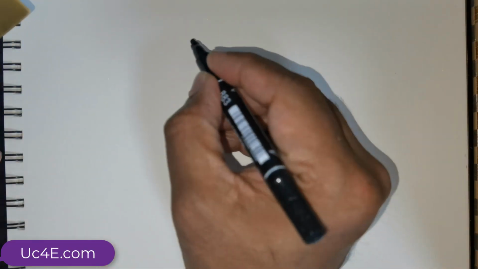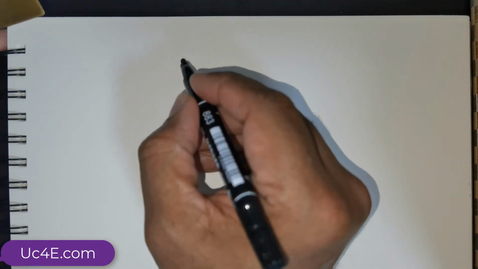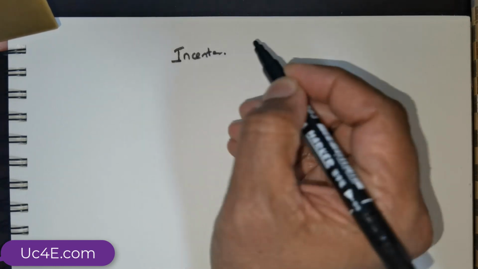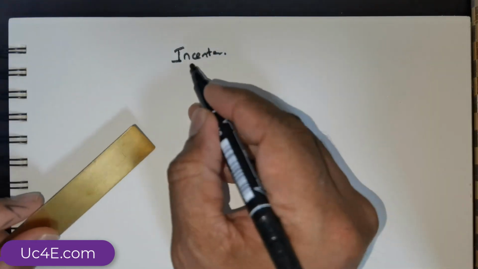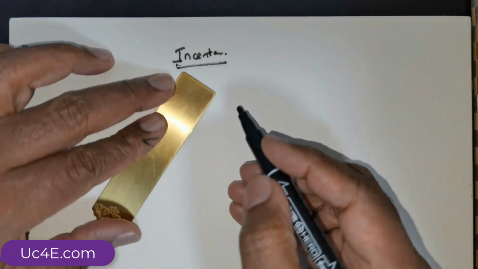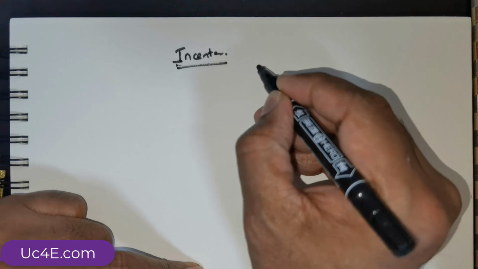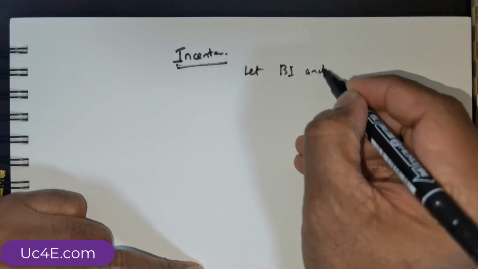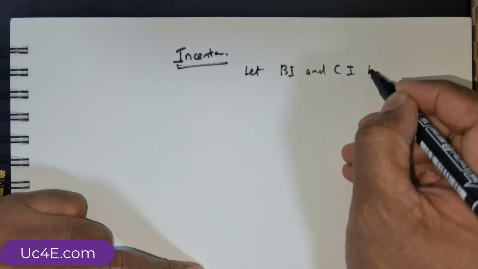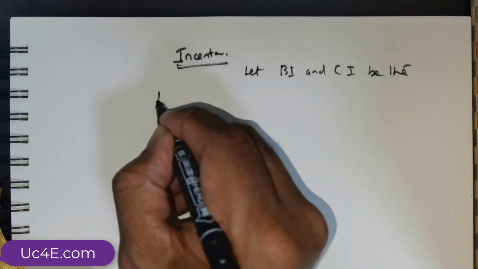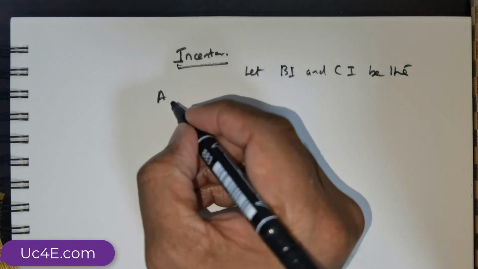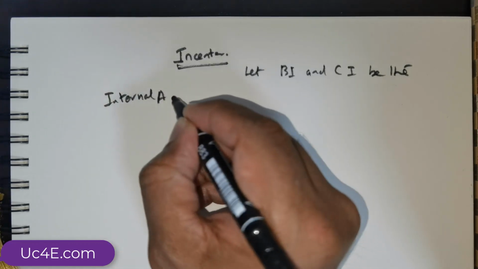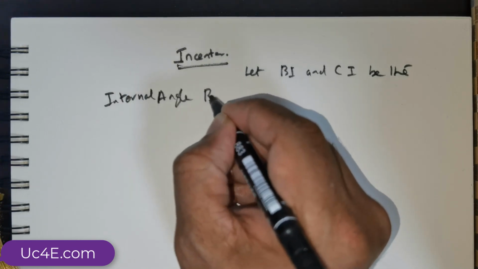Now, as I mentioned to you, I will be explaining what is called the incenter and the excenter. Now let me start off with the incenter. This is a very important property. So let BI and CI be the angle bisector, I would say internal angle bisector of angle ABC and angle ACB.